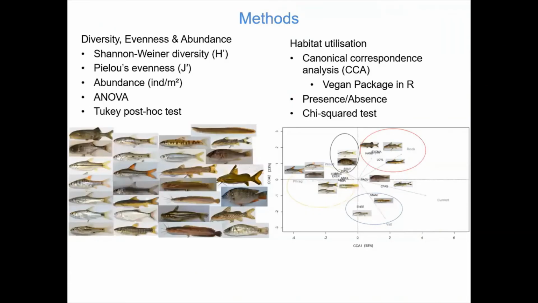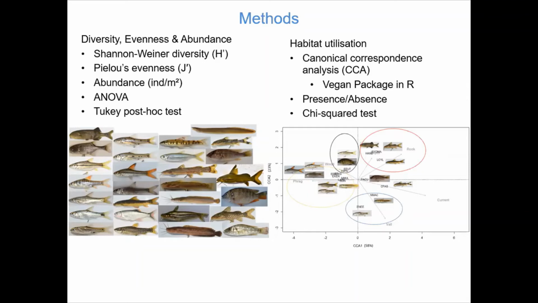For each of the 4 habitat types, diversity, evenness, and abundance were calculated. This was done using the Shannon-Wiener Diversity Index, Pielou's Evenness Index, and abundance was calculated as individuals per square meter. An ANOVA was used to test for significant differences within these values between the 4 habitat types, and if a significant difference was highlighted, a Tukey post-hoc test was performed.